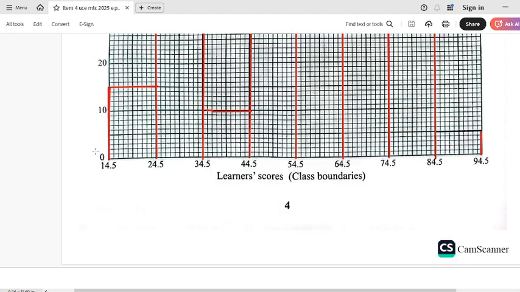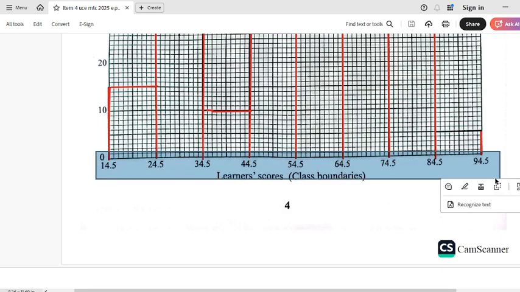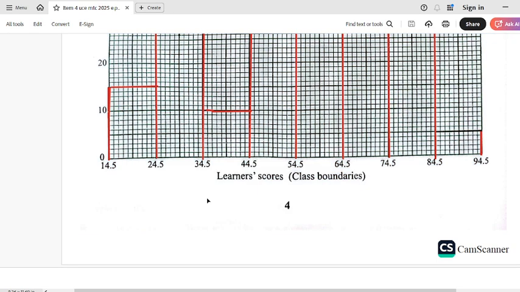Now look at this. Let us focus our eyes on this axis here. You can see we have 14.5, 24.5, 34.5, 44.5, likewise up to 94.5. These are class boundaries that were formed from the class limits after subtracting 0.5 from the lower class limit and adding 0.5 to the upper class limit. So that will give us the first class, 14.5 to 24.5. These are the class boundaries of the first class.